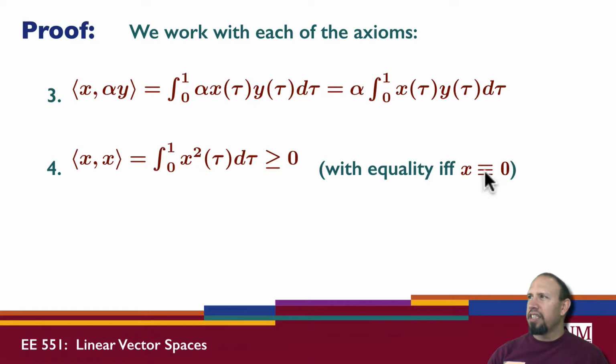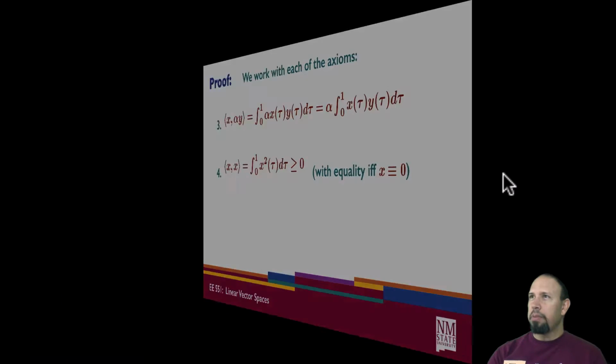X is equivalent to 0. That is, every element is 0. If any element is not 0, then when I integrate, if I have anything that's not 0, I'm going to integrate something that's positive, and this is going to give me a positive value, even if it's just tiny. Anything that's not 0 will integrate and give something positive, and therefore this quantity will be positive unless it's identically equal to 0. Okay, inner product example number 2.